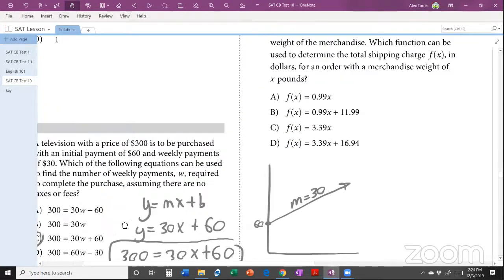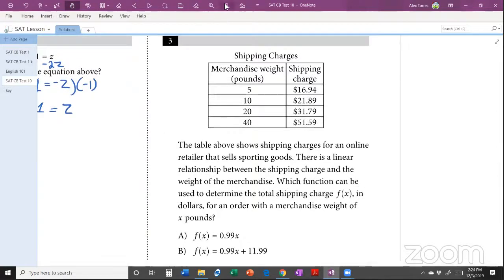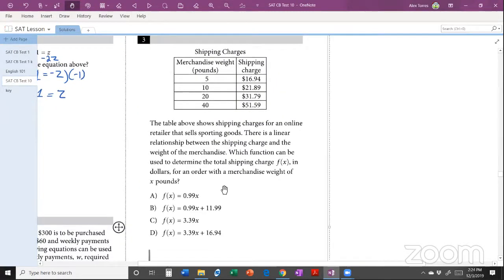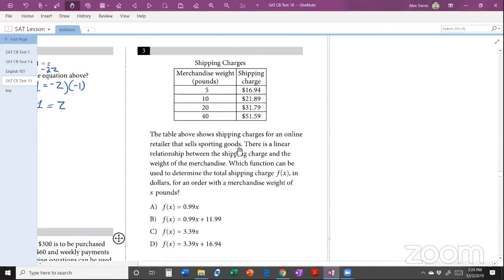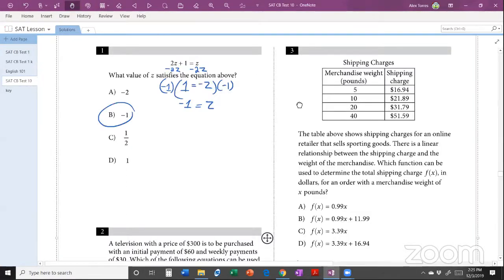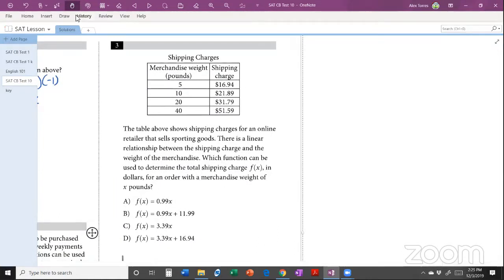Moving right along to number 3 now. So we have the table above is giving shipping charges. There's a function that's going to determine the total shipping charge with the weight being X pounds. So we have a nice linear situation here. We could test that out by finding out if every time X changes by the same amount, does Y change by the same amount? So if we ever needed to in a question, we could test that out. But here we're just being told that it's linear. So they tell that to us right here.